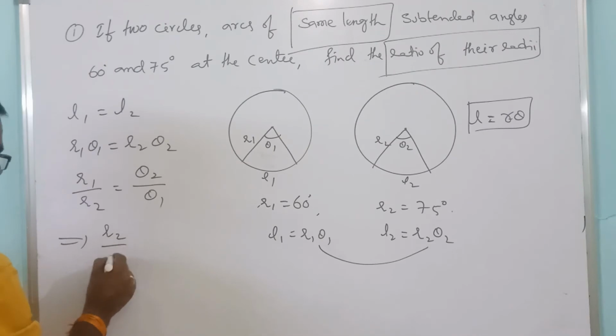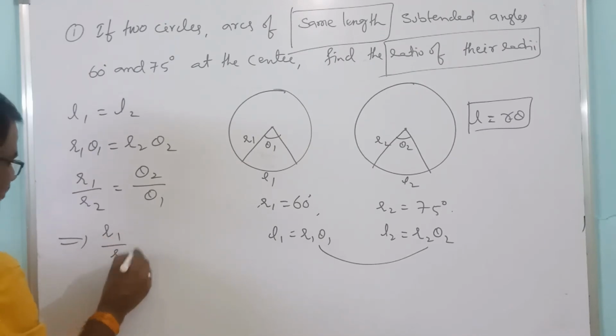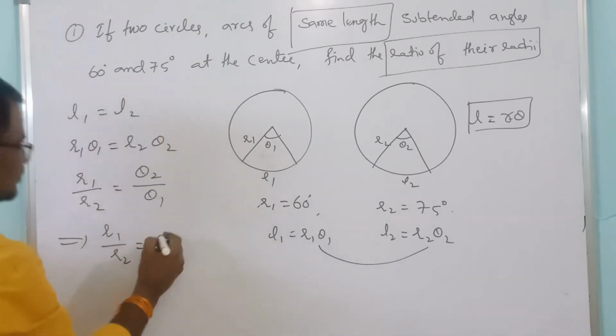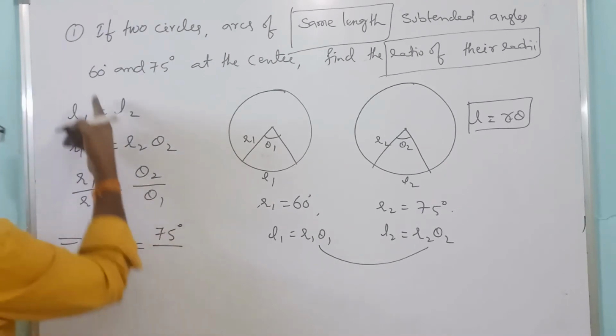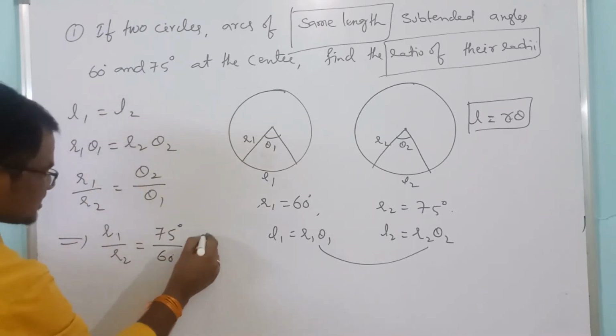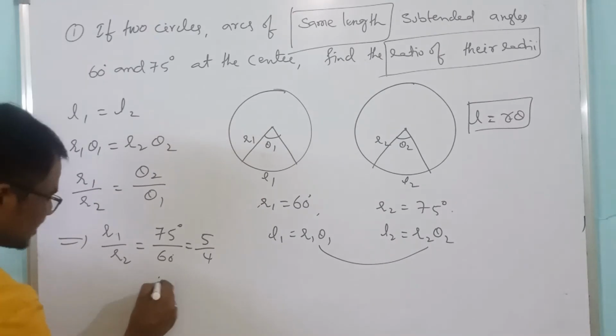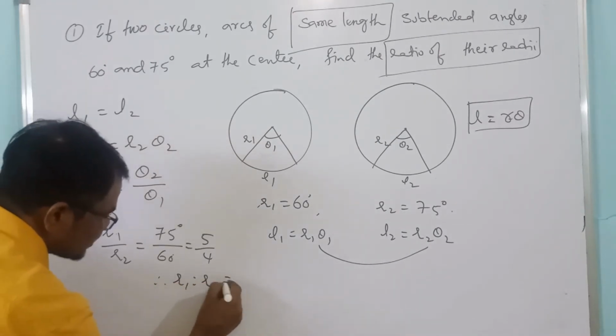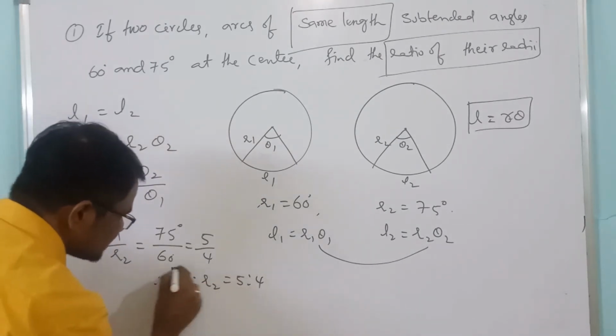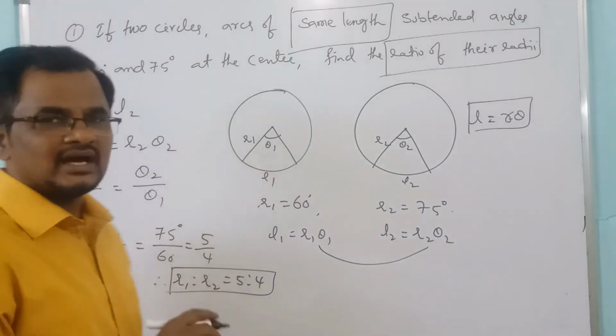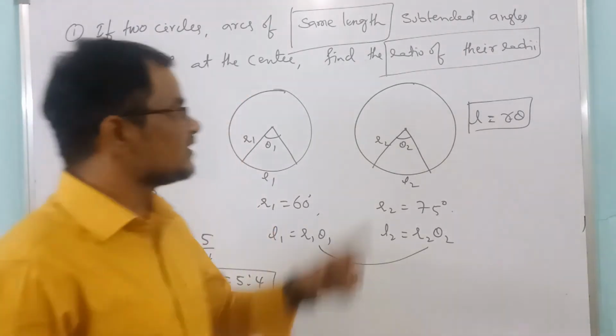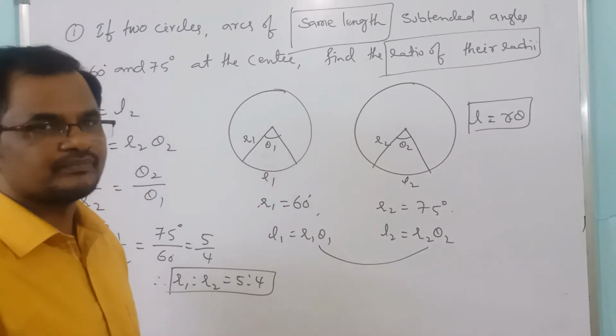So r1 by r2 equals theta 2 by theta 1. Theta 2 is 75 and theta 1 is 60. That is equal to 5 by 4. So therefore r1 is to r2 equals 5 is to 4. This is our required answer. Okay? So the ratio of the radii is 5 is to 4.